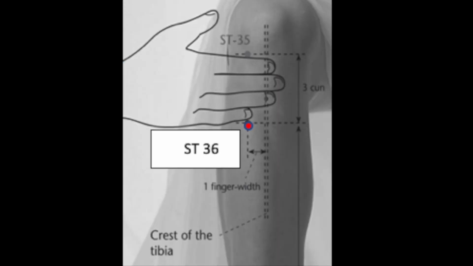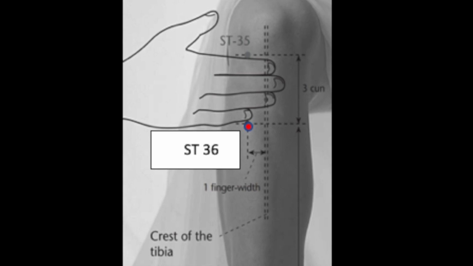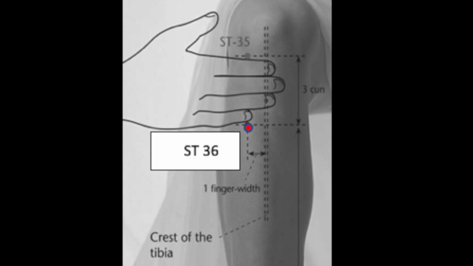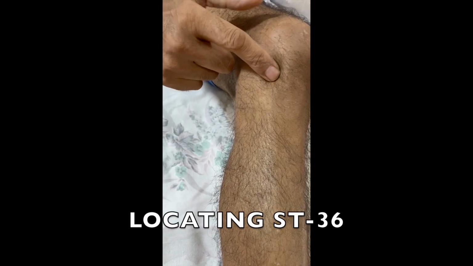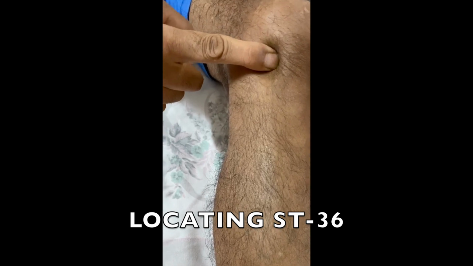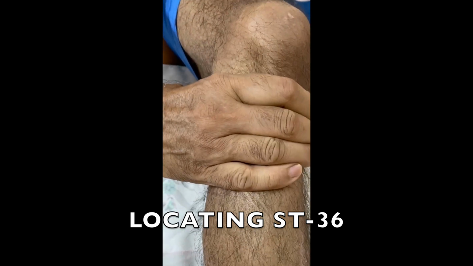With the knee flexed, lateral to the patellar tendon is the eye of the knee or stomach 35. 4 fingers below this and 1 finger breadth lateral to the anterior crest of the tibia is stomach 36. This point is the best homeostatic point for GI disorders.